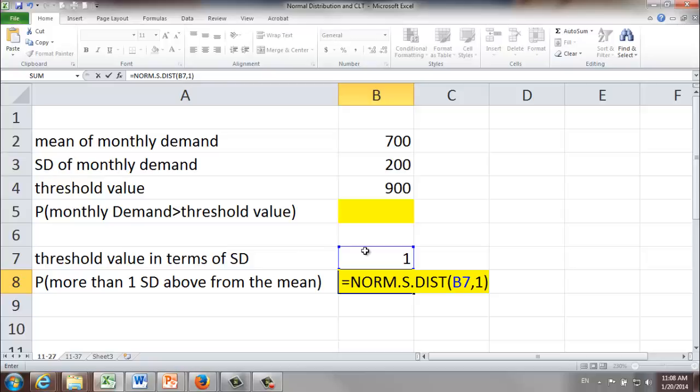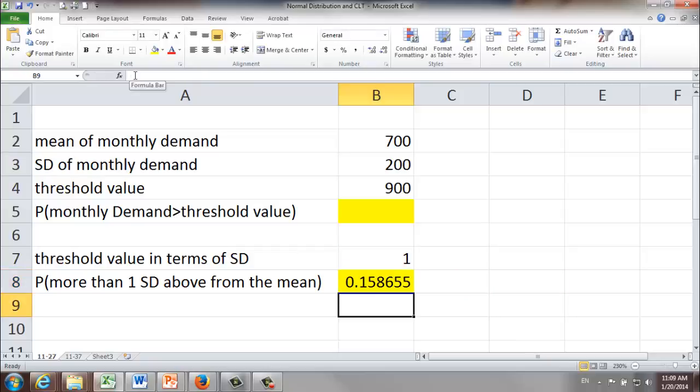We always look at the lower tail of the normal distribution. To get to the answer we actually want, we need to do 1 minus whatever probability we get, and we hit return. Here comes our answer. The probability that we're going to be more than 1 standard deviation above the mean is going to be about 15.86%.